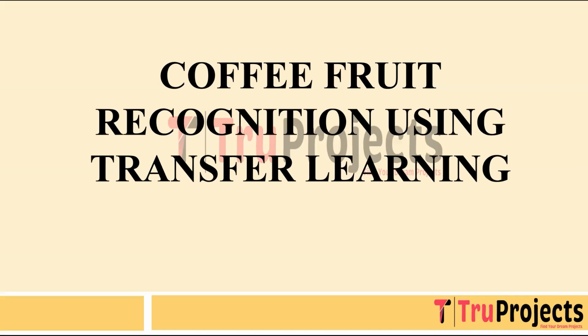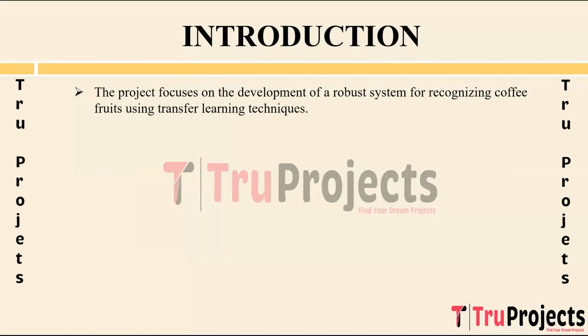Through projects. In this video, we are going to explain the project titled Coffee Fruit Recognition Using Transfer Learning. Introduction. The project focuses on developing a robust system using transfer learning techniques, which involves leveraging knowledge from one task to improve performance on a related task. This approach enhances the accuracy and efficiency of coffee fruit recognition.